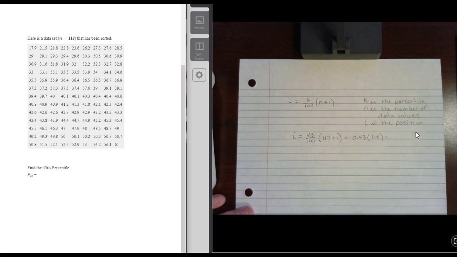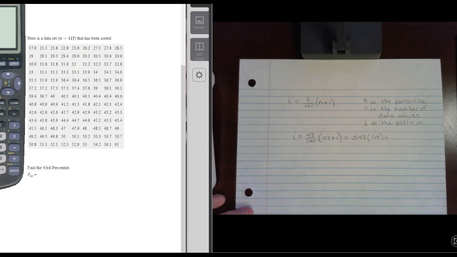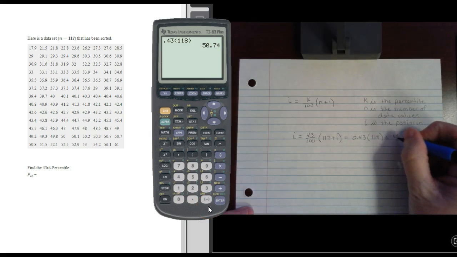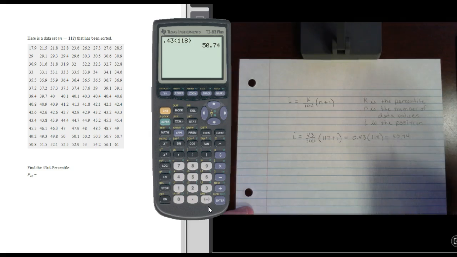So we're going to calculate this, and let's bring my calculator up for us to use here. All right, so let's do 0.43 times 118, and I get 50.74. Now that's not an integer.